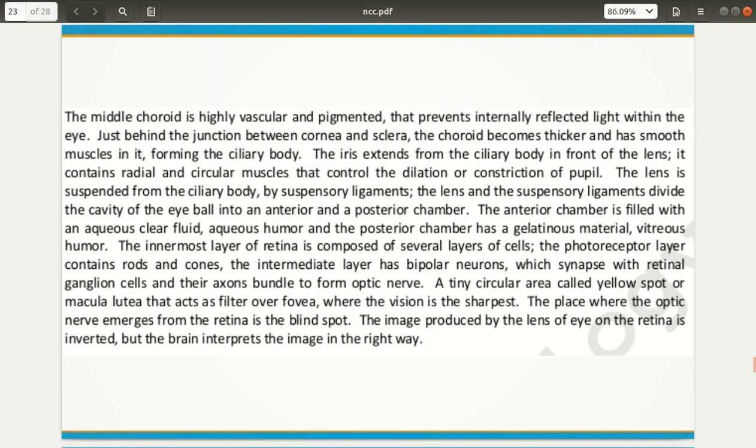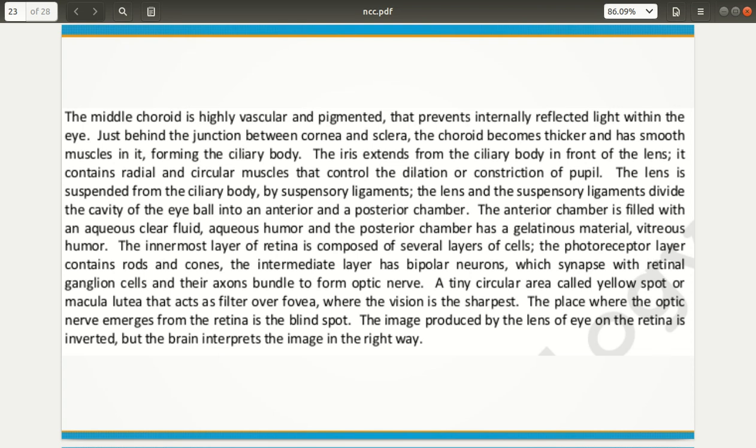The middle choroid is highly vascular and pigmented, which prevents internally reflected light within the eye. Just behind the junction between cornea and sclera, the choroid becomes thicker and has smooth muscles in it, which forms the ciliary body. The iris extends from the ciliary body in front of the lens. It contains radial and circular muscles that control the dilation or constriction of pupil. The lens is suspended from the ciliary body by suspensory ligaments. The lens and the suspensory ligaments divide the cavity of the eyeball into an anterior and posterior chamber.